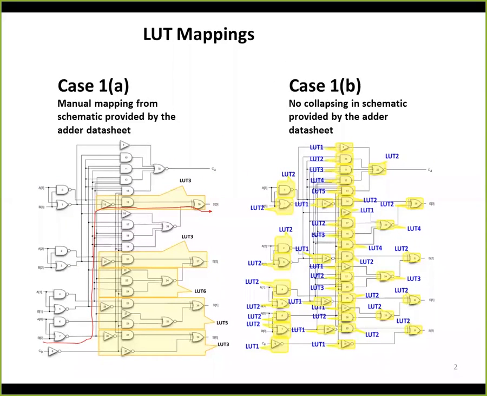So back to case number one. What about the cases that are not highlighted? These are the same LUTs with the same fan-in. I didn't collapse any of them, similar to the figure in case 1B. So let's say for this one, this is LUT 5. This is LUT 1. This is LUT 2, 3, and so on.